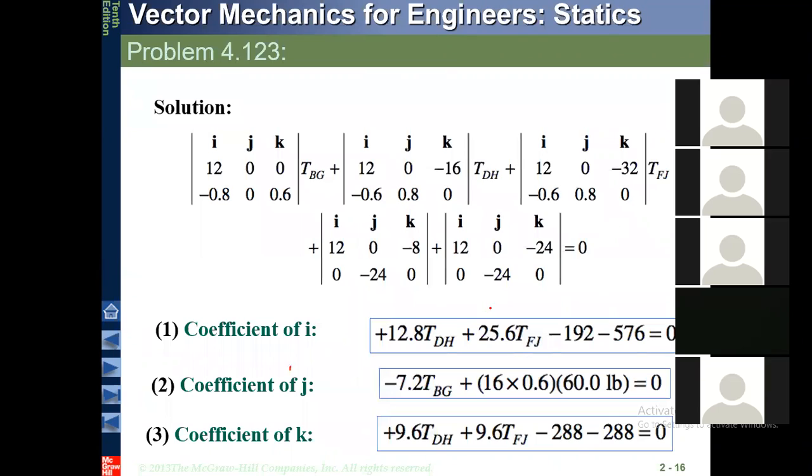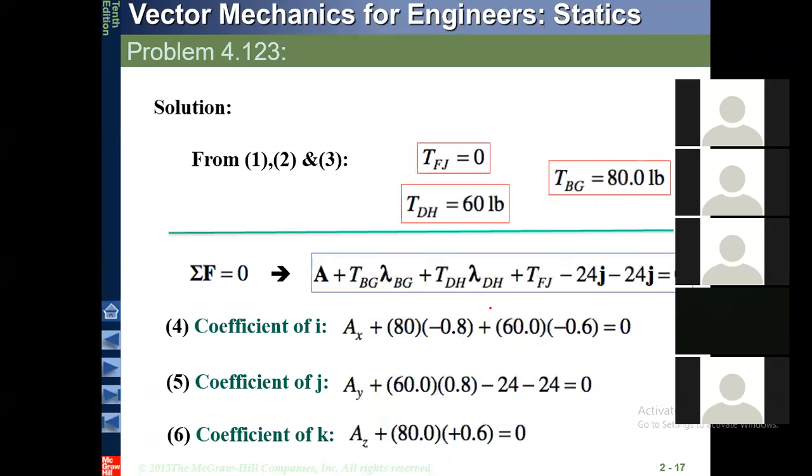Okay, so here we have three equations and three unknowns, and then you can get each of the forces in the three cables. So you still have three unknowns for the reaction at point A for the pin support.